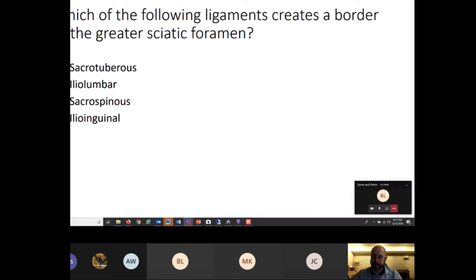So, all right, let's just go here. Which of the following ligaments creates a border of the greater sciatic foramen? You have to kind of know two parts here. I'll show you a picture in just a little bit, but there are two options that should make you think. Ilioinguinal, not in that region whatsoever. Iliolumbar, remember, goes from the L5 TP, so you can get rid of those right away. Sacrotuberous and sacrospinous are both in that area, but it's the sacrospinous that's basically the horizontal divider between the greater and the lesser sciatic notch. Sacrotuberous helps form the lower border of the lesser sciatic foramen. So in this case, C, sacrospinous is what we want to go with.